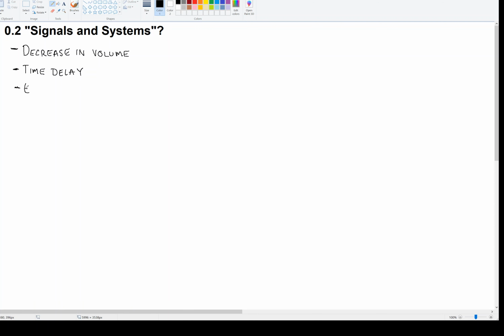There are echoes. So there's not just one path that reaches you. The singer's voice will bounce off walls and so forth, and then reach you at different times, each with its own volume. So each echo will have a certain time delay, and each echo will have its own volume. And that's interesting.